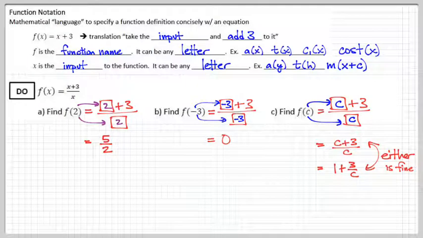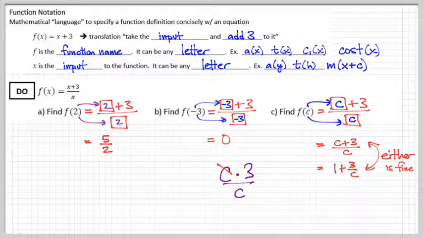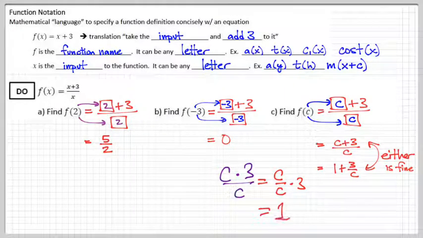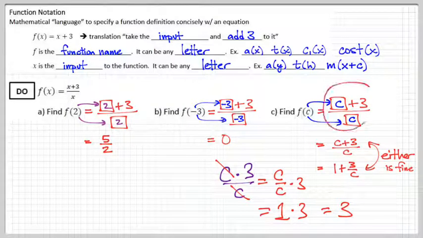Just a quick note. Do not cancel this. Cannot cancel here. No, that's wrong. Now, if we had c times 3 over c, in that case, we can cancel these out, because the reason why we can do that is that it's equivalent to c over c times 3, which is equivalent to 1 times 3, which is equivalent to 3. So in that case, it's safe to quote-unquote cancel. But that's the only time. And this case is different because of the addition right there.